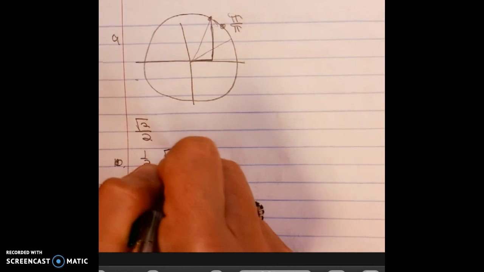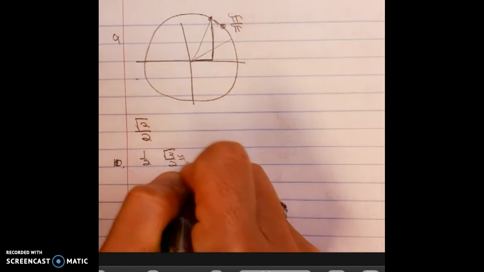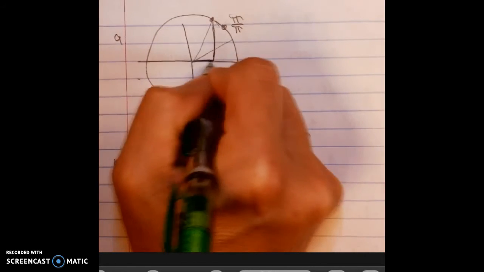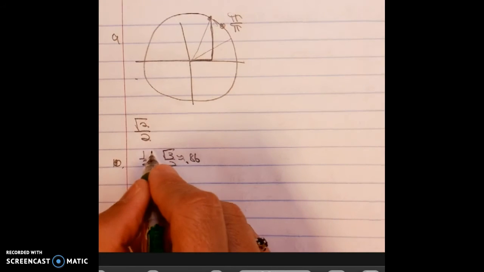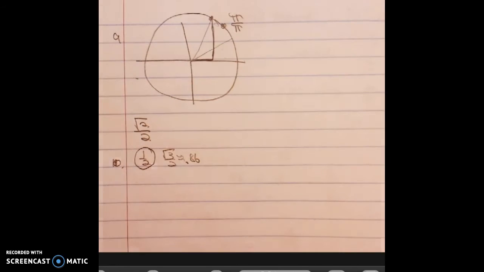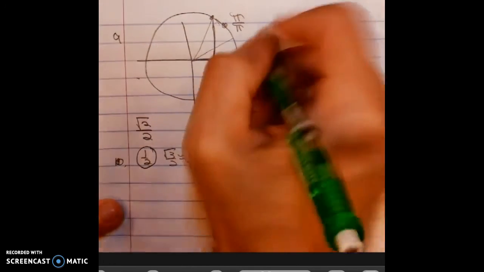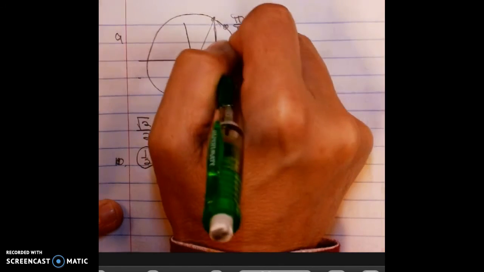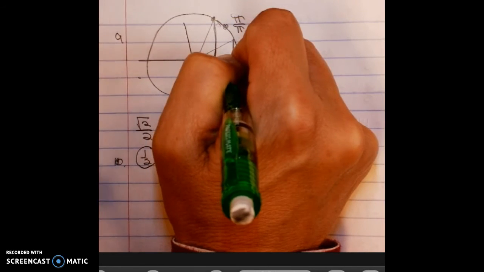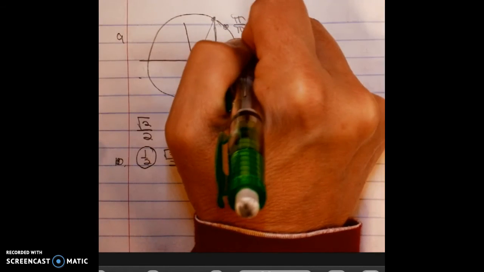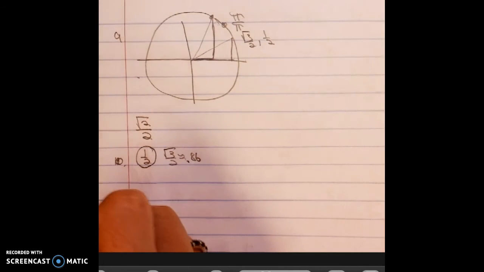I know it's radical 3 over 2. This is approximately 0.86. Notice this distance is the smaller one, which means my cosine ends up being equal to 1/2. Pi over 6 would be right here. This is the x value, this is the y. Notice your x is your larger, so that means this point corresponds with radical 3 over 2, comma 1/2.